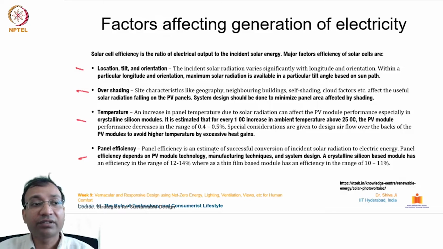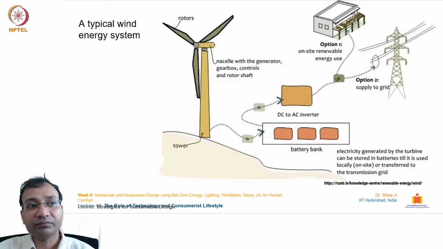Finally, we have panel efficiency. Panel efficiency is an estimate of successful conversion of incident solar radiation to electric energy. It depends on PV module technology, manufacturing technique, and system design. A crystalline silicon-based module has an efficiency in the range of 12 to 14%, whereas a thin film-based module has an efficiency in the range of 10 to 11%. So, depending upon the brand, make, capacity, and the capital amount required for investment, we can decide on this deciding factor.